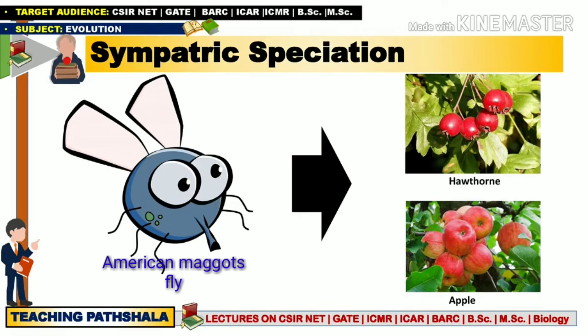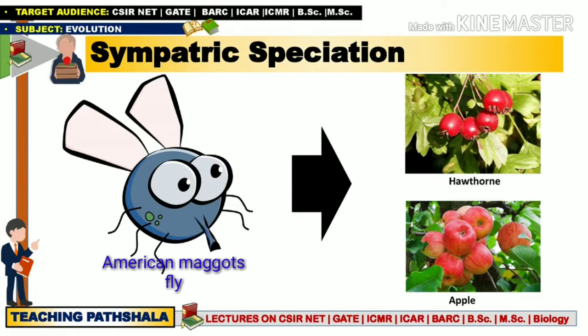After some time, in the same garden where the hawthorn fruits are present, an apple tree was introduced. After the introduction of the apple tree, some of the American maggot flies shifted to the apple. Now they are laying their eggs on the apple, as well as living on that apple tree only. They are not shifting back to the hawthorn tree.